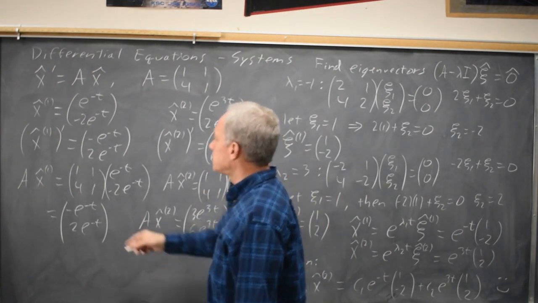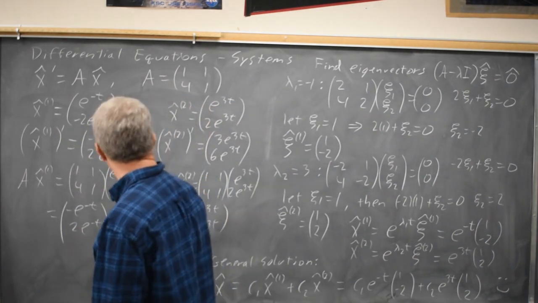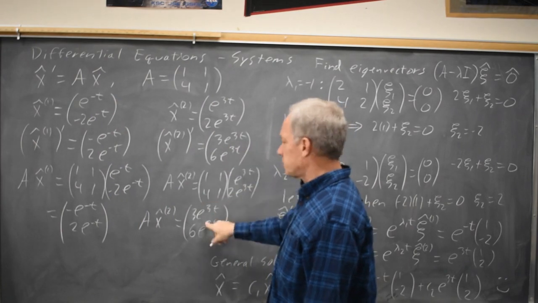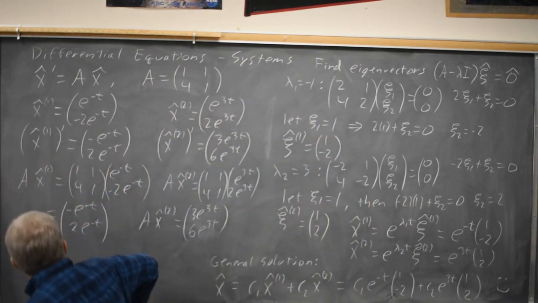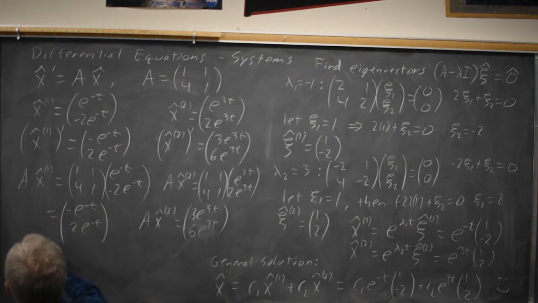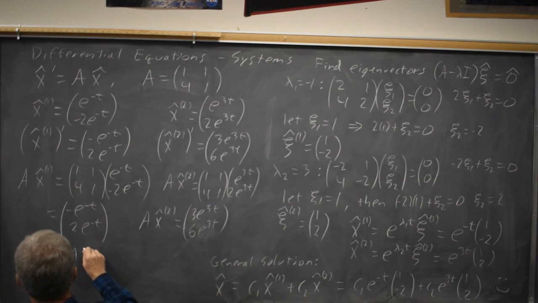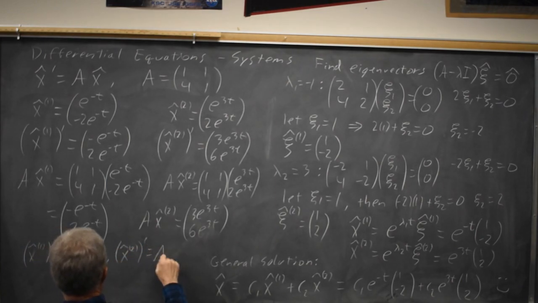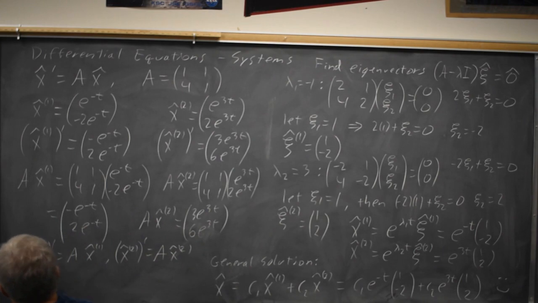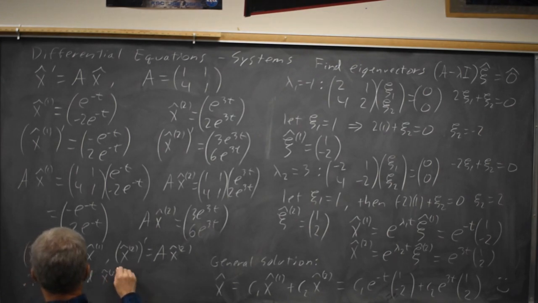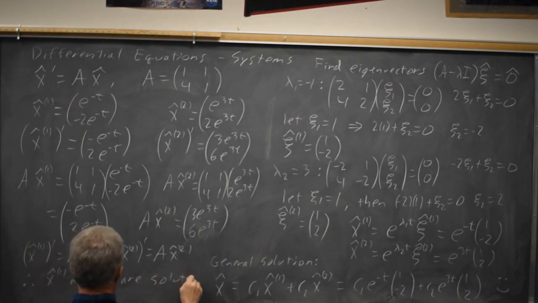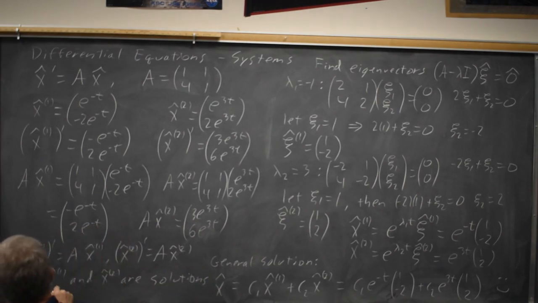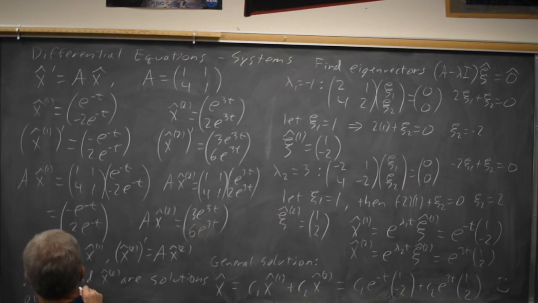And we note that in this case, yes, x1 prime equals Ax1. And in this case, x2 prime equals Ax2. Therefore, x1 and x2 are solutions of x prime equals [1, 1; 4, 1] x.